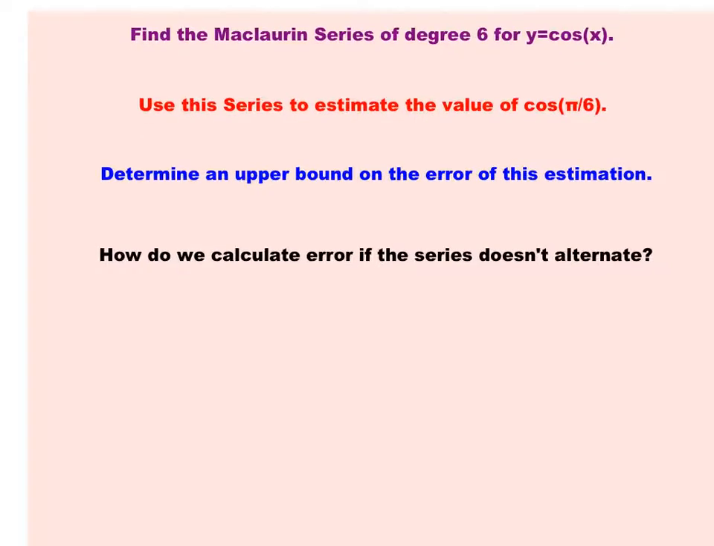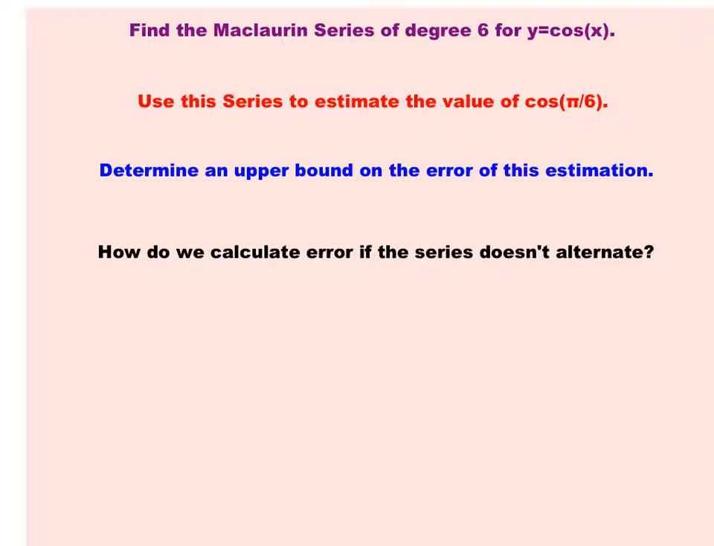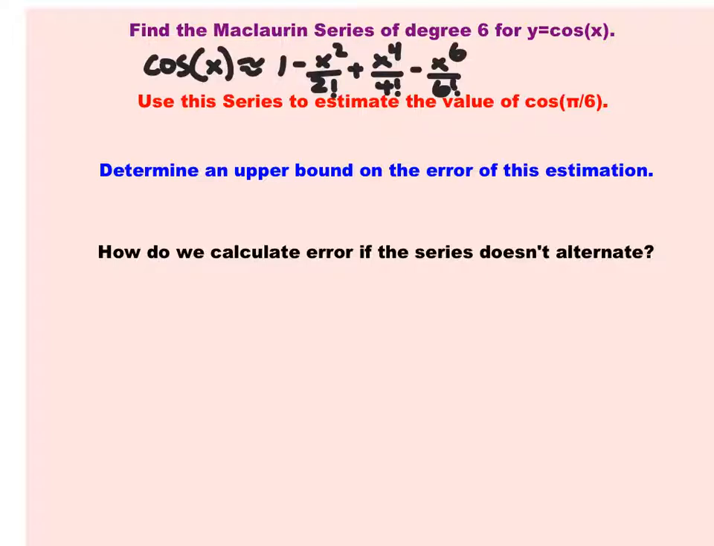Okay, so let's find the Maclaurin series, degree 6, for y equals cosine of x. I'm not going to go through how we found this, but we should be, at this point, pretty good with this. So here's the degree 6 Maclaurin series for y equals cosine x. Let's use this series to estimate the value of cosine of pi over 6.